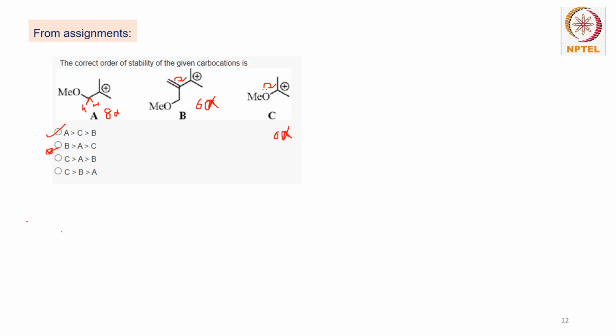Understood? A has 8 alpha hydrogen, while B has 6 alpha hydrogen with this pi bond resonance, and C has 6 alpha hydrogen with this oxygen resonance. As A has 8 alpha hydrogen, it is more stable. Among these two, as the oxygen lone pair giving probability is greater than that of this pi bond, C is more stable than B. So the stability order will be A, C, B.